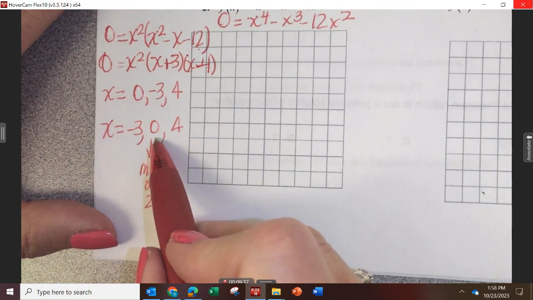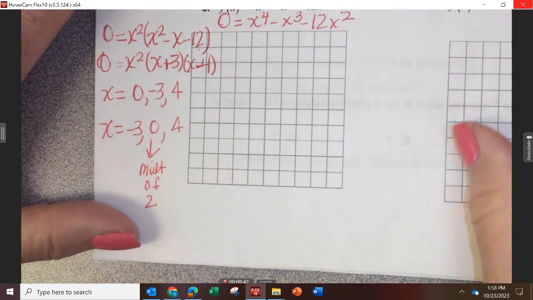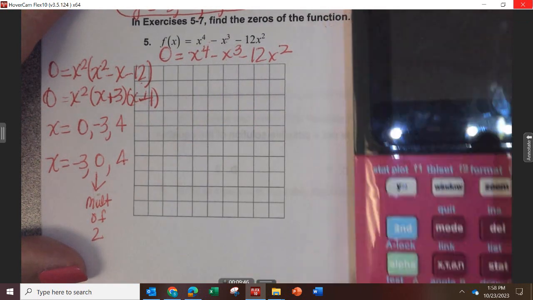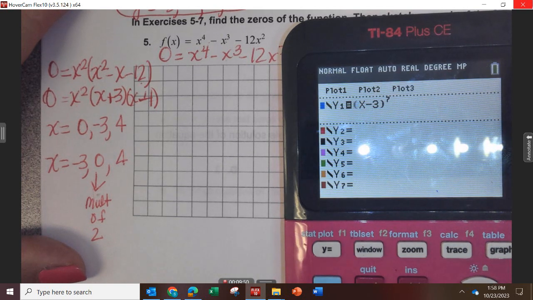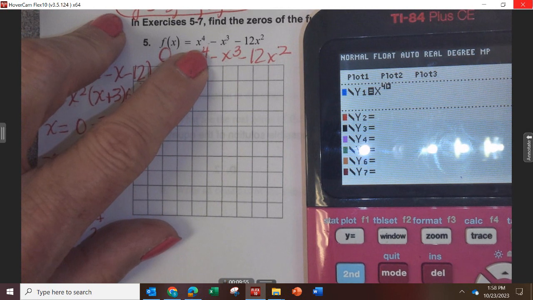Okay, so we have a multiplicity of 2 on the 0 because x is being used as a factor twice. And now, I gave you a graph, but like I said, you could just use the graphing calculator to graph it. I just want us to look at this graph and see the relationship. So let's put in the original function.